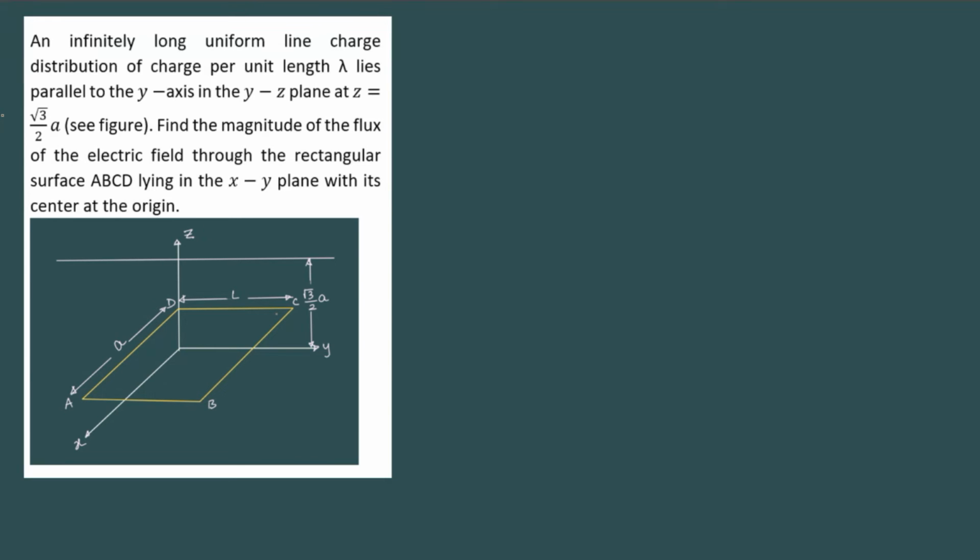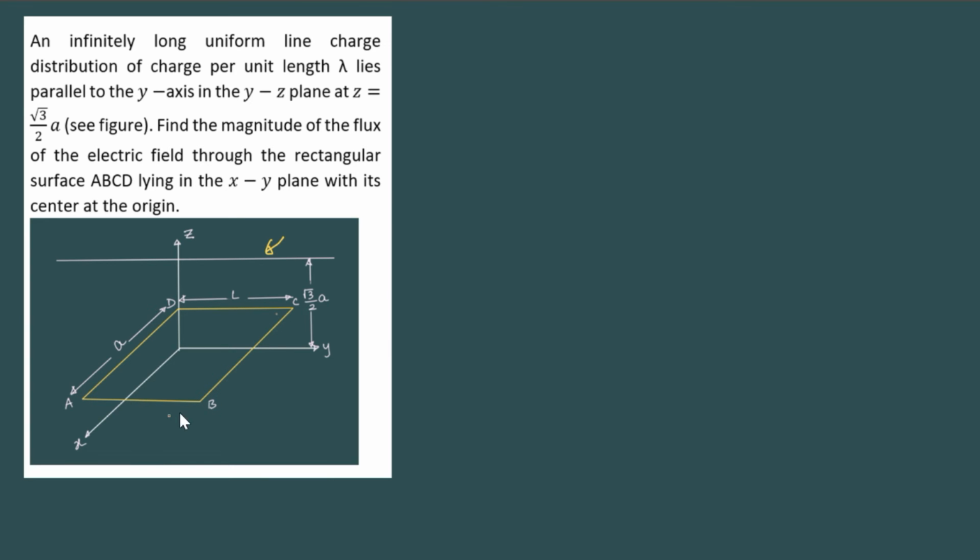Hello. In this problem, we're asked to calculate electric flux. This is the situation. Right here, there is an infinitely long wire which is positioned parallel to the y-axis. The x-coordinate of the wire is 0 at all points, and the wire is at a distance root 3 by 2 a. So this is an infinitely long wire. It has uniform charge. The charge per unit length is lambda, and there is a rectangle that is shown here.